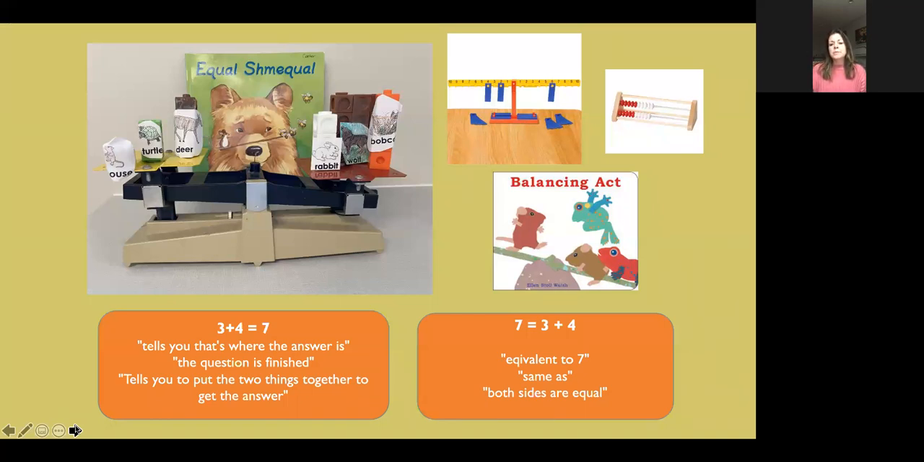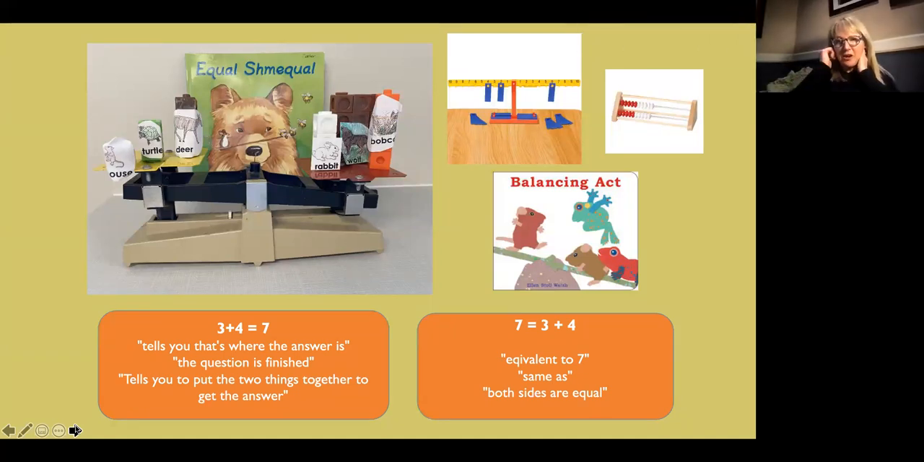And those number balances that we often have in schools also help kids see that one quantity or number is the same as a combination of 2 others. And the Rekenreks actually help with that too. Deanna, I'll let you talk to the misconceptions that you've seen as well.